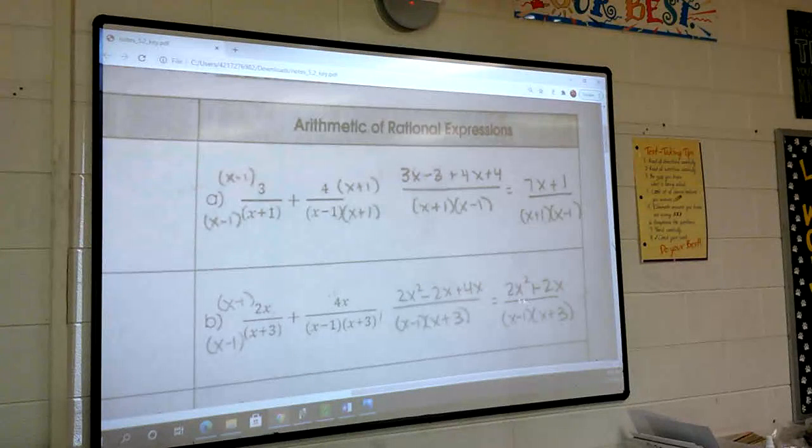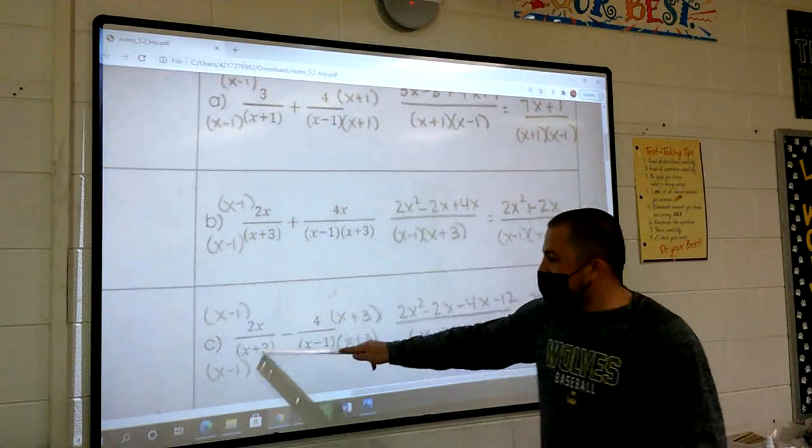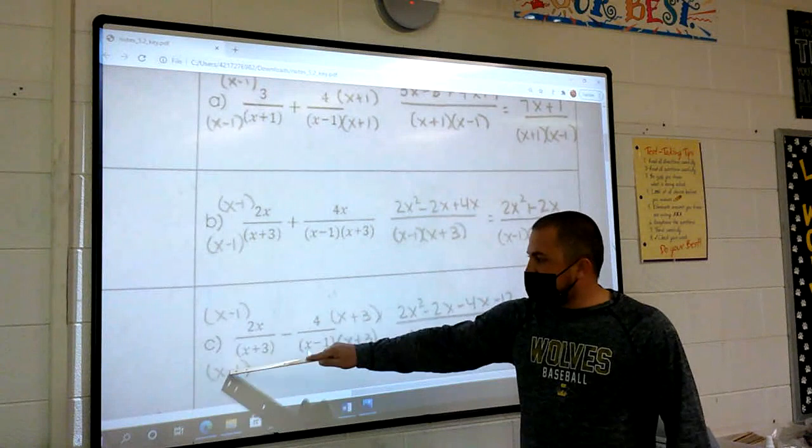All right, C. C, this one has x plus 3, and this one has x minus 1. So they're both missing the other. Okay? So the least common denominator is going to be x plus 3 and x minus 1. So this fraction over here had the x plus 3, so it's missing the x minus 1.